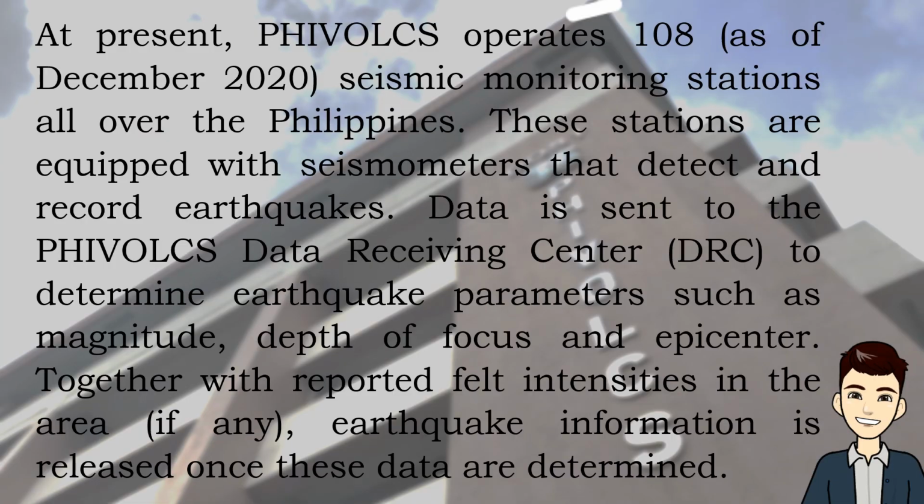At present, PHIVOLCS operates 108 seismic monitoring stations all over the Philippines. These stations are equipped with seismometers that detect and record earthquakes. Data is sent to the PHIVOLCS Data Receiving Center to determine earthquake parameters such as magnitude, depth of focus, and epicenter. Together with reported felt intensities in the area, earthquake information is released once these data are determined.